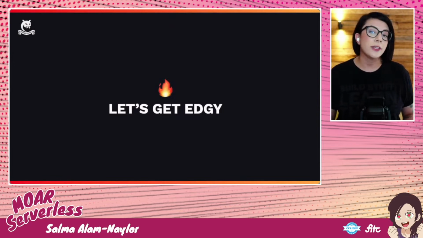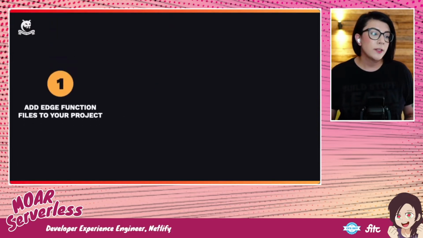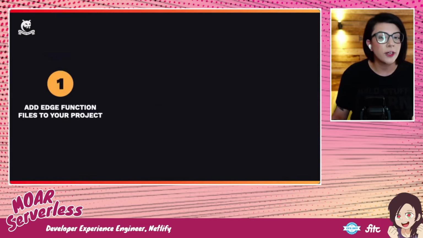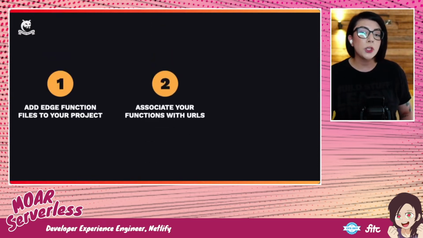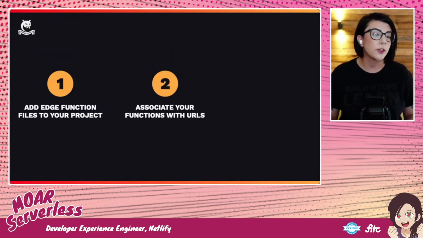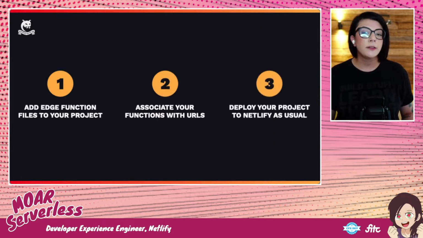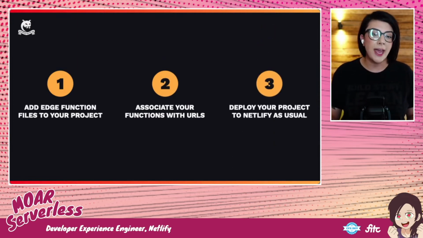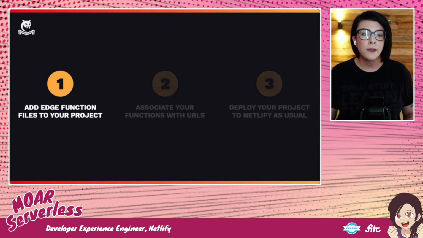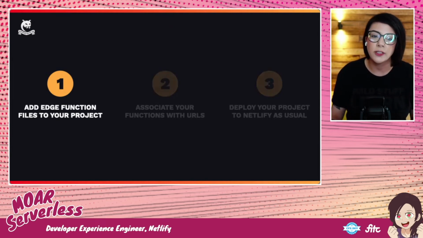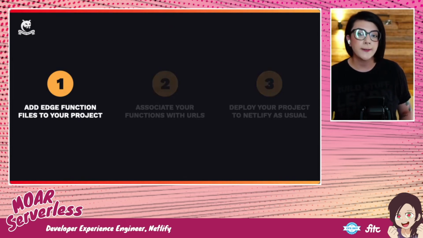So let's take a look at how you can add edge functions to your projects on Netlify in just 3 steps. Step 1 is to add edge function files to your projects. Step 2 is to associate those edge functions with URLs. And step 3, you just deploy your project to Netlify as usual. So step 1, let's add an edge function file to an existing project.